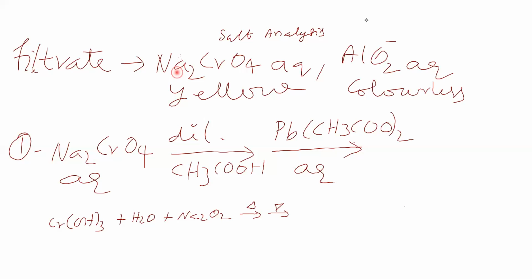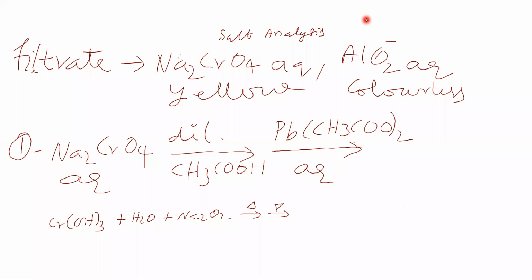This filtrate we have divided into 3 parts. In one part of the filtrate, we added dilute acetic acid and lead acetate solution. Why add dilute acetic acid? One possibility is neutralizing if base is present. For that case only, we have gone to that place. Now this chromium is in a +6 state. It came from chromium hydroxide, Cr plus 3.